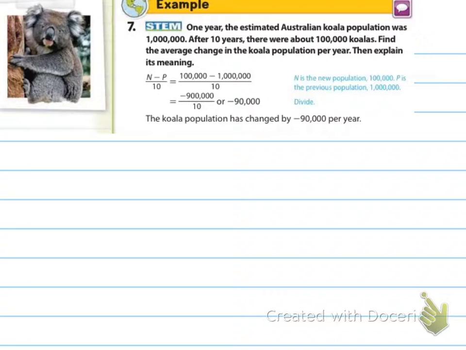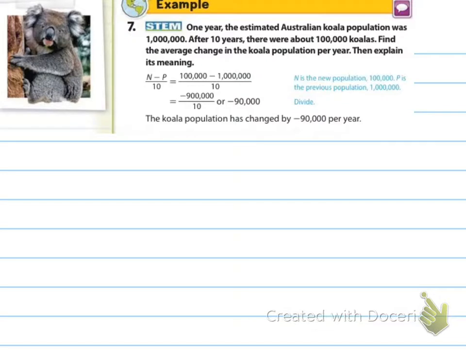Alright, so then our example, which is like our level 4 thinking here, where we're applying what we know to a word problem or to a real world link. It says 1 year the estimated Australian koala population was 1 million. After 10 years there were about 100,000 koalas. Find the average change in the koala population per year, then explain its meaning.